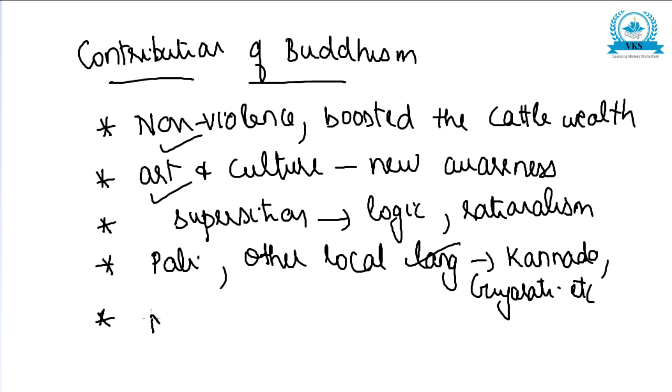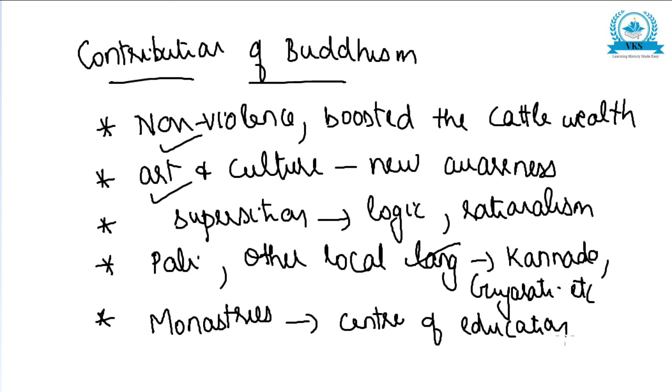The Buddhist monasteries developed as a great center of education. We have already discussed the point. The Buddhist monasteries developed as great centers of learning and began to be called residential universities. For example, the Nalanda University, the Taxila University, etc., became residential universities. They became great centers of education. That also was a contribution of Buddhism.